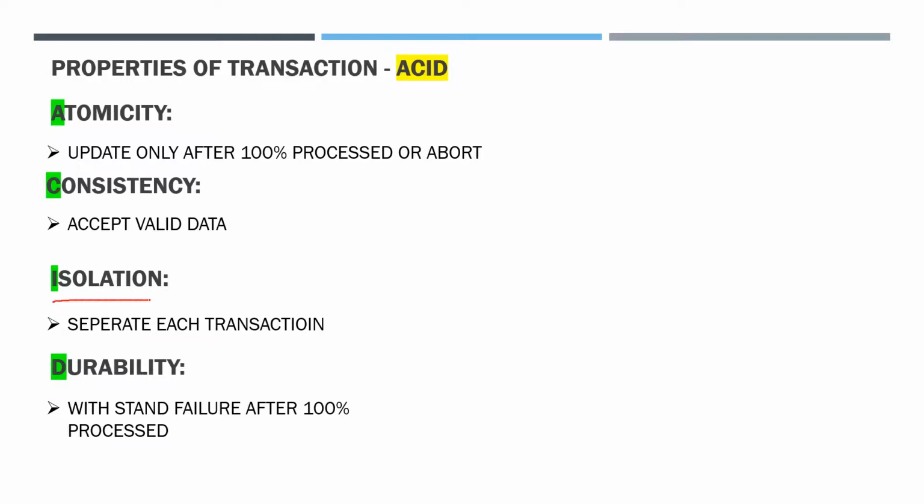Isolation. Isolation is a property of an online transaction processing system. It should separate each transaction. Hundreds of thousands of users, lakhs of users, may be accessing a transaction system at the same time, performing transactions simultaneously. No user's transaction should depend on another user's transaction. Every transaction should be individual, and every transaction should be processed on its own.